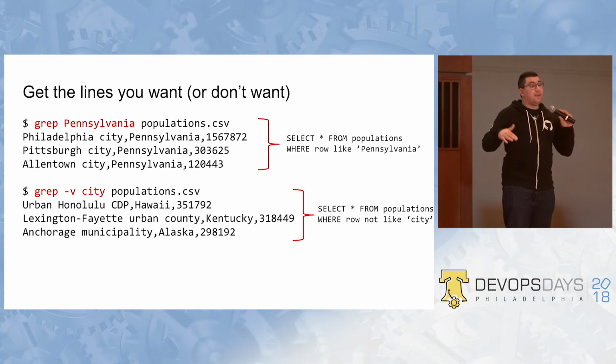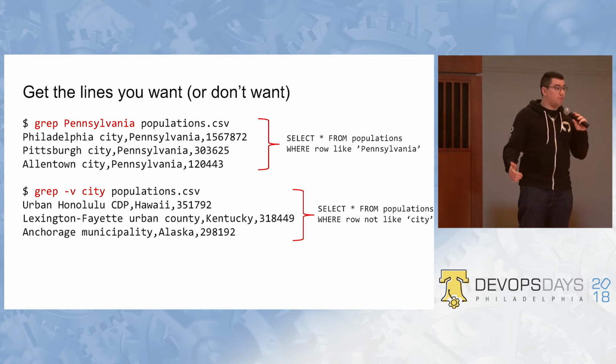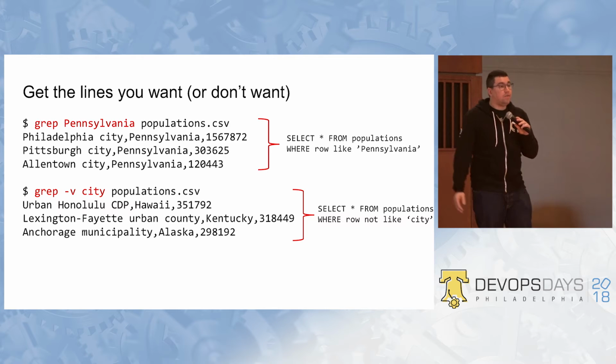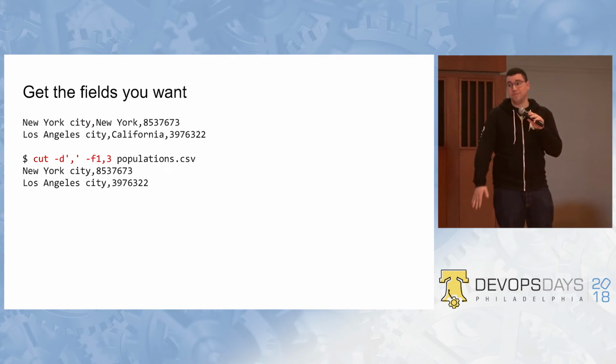The next step is getting the lines that you want or that you don't want. grep will be your workhorse for that. You can pass it a string or a regular expression in order to get those lines that you really, really want, or use the -v flag to exclude those lines. Say, I don't want those.